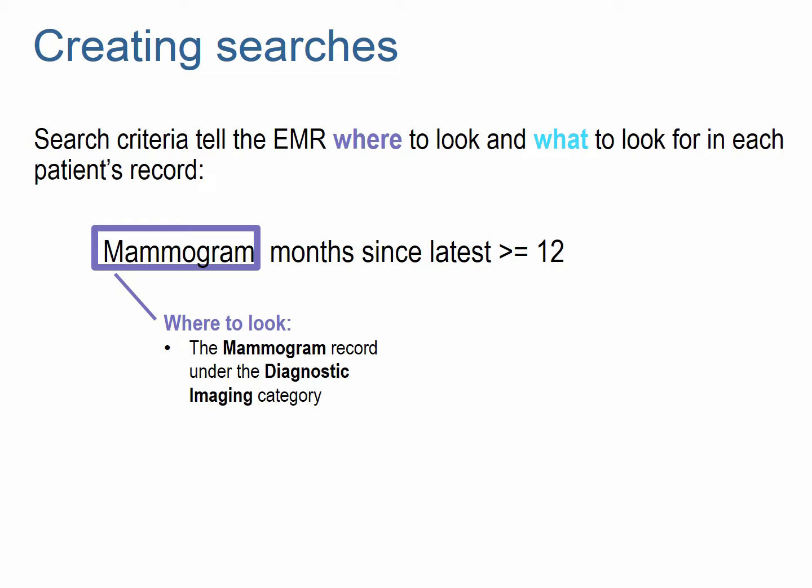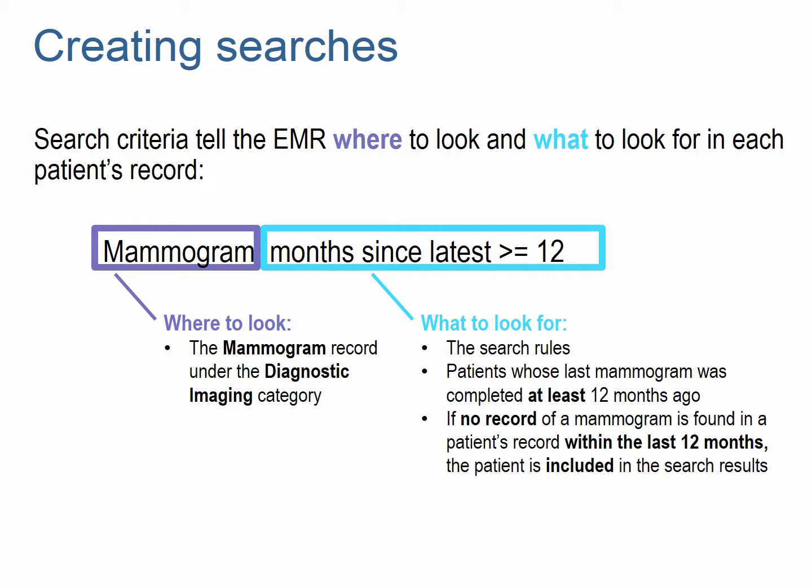The second part of this search tells the system what to look for. This is basically the rules of the search. In this case, we are looking for the patients with no record of a mammogram within the last 12 months. So now, with this line of criteria, the system will be looking in the mammogram records of each patient, and including people in the search results if they have no record within 12 months. If a patient does have a record of a mammogram within the last 12 months, that patient will be excluded from the search results. This is important to understand.